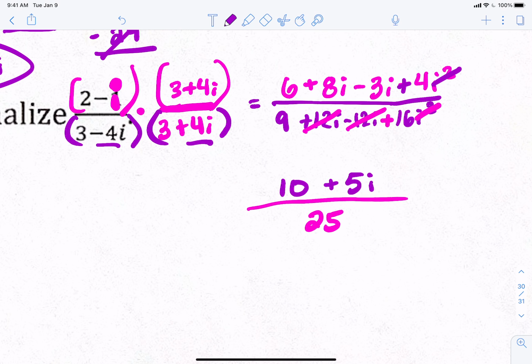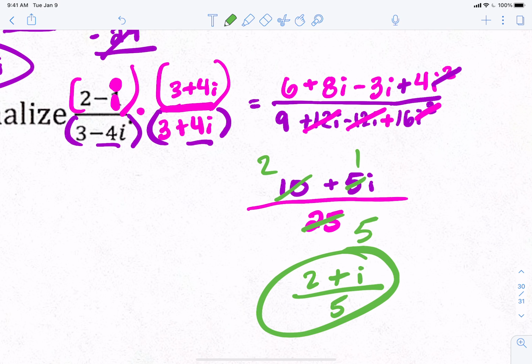Now, the only other thing that you can do to this is all three of those numbers are divisible by 5. So 2, 1, 5. So, 2 plus i over 5. There you go. But they have to reduce in all three places in order to reduce.